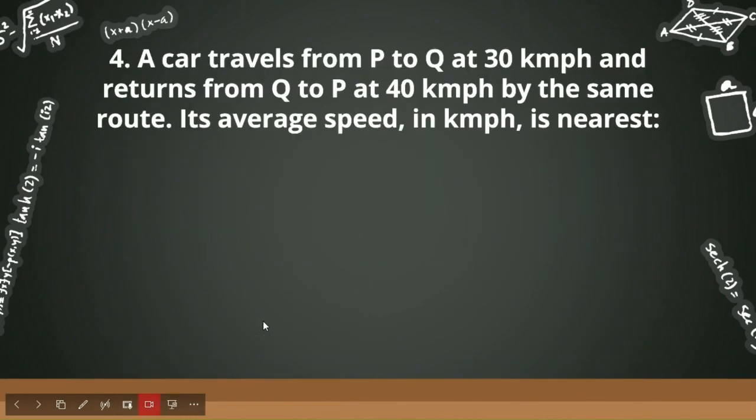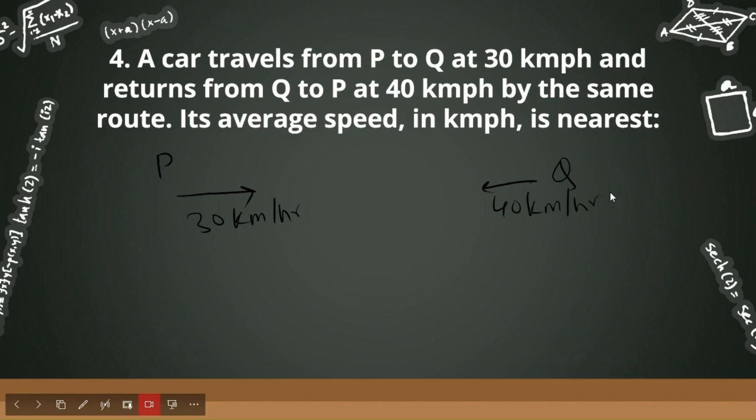A car travels from P to Q at 30 kilometers per hour and returns from Q to P at 40 kilometers per hour. Okay, so he goes from P to Q at 30 kilometers per hour, comes back from Q to P at 40 kilometers per hour by the same route. Its average speed. Now it looks like the same as the last one.